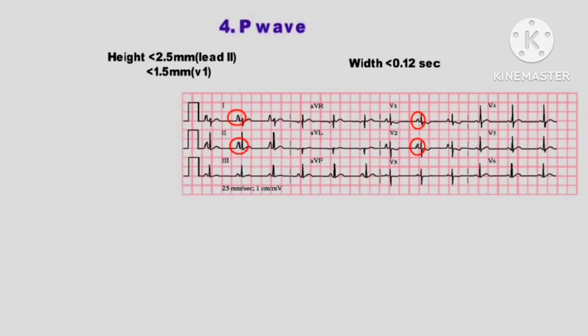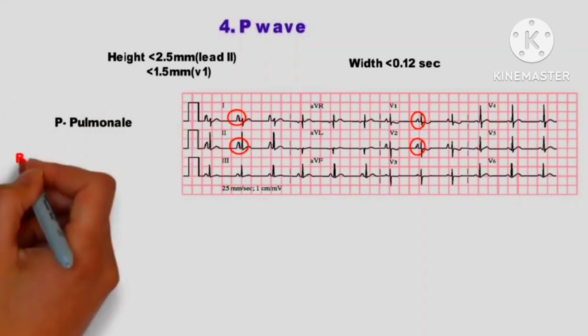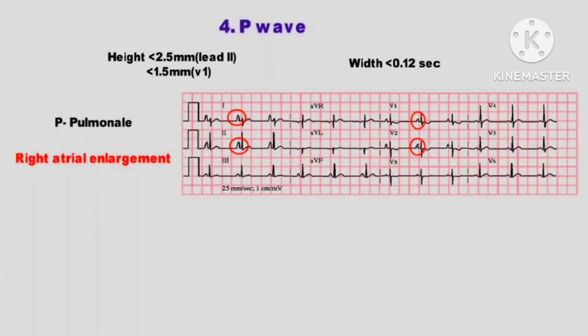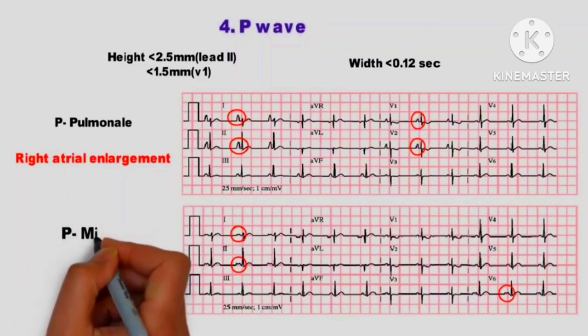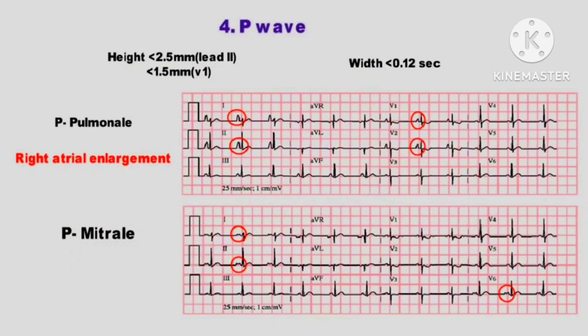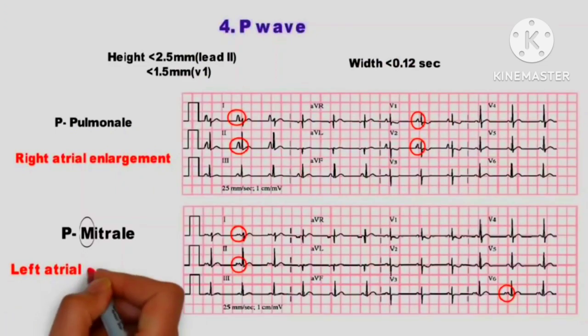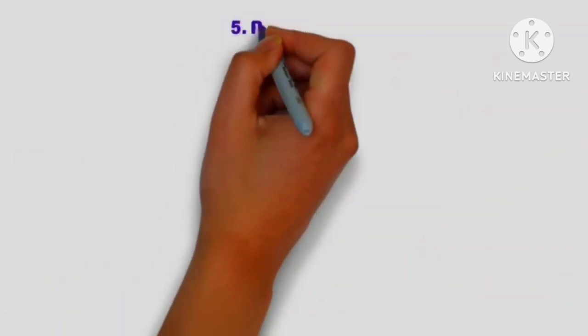In this ECG, as you can see, in lead 1, P waves are tall and peaked. These are called P pulmonale, which is seen in right atrial enlargement. And if P waves are bifid or have a notch in between, it is called P mitral. Remember, M shape for mitral, which is seen in left atrial enlargement.